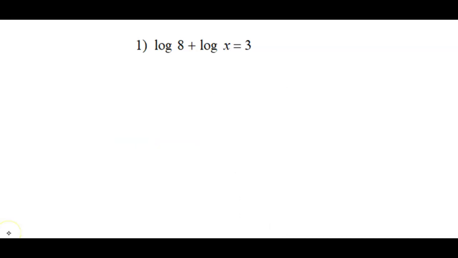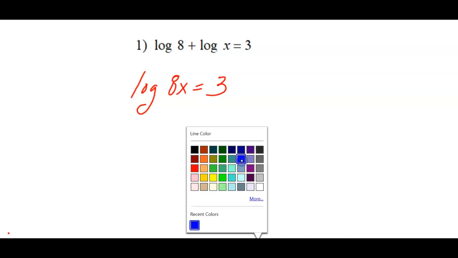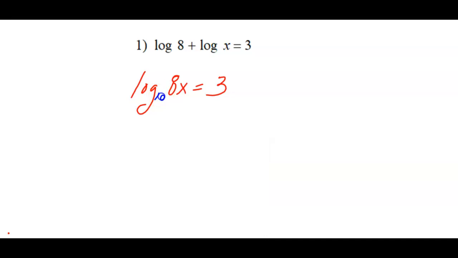So for this first example, you see you have more than one log on this side and you have a number on this side. So this side needs to be condensed. So using our properties of logs, since these logs are being added, I'm going to multiply the things that I'm taking the log of. So this is going to turn into log of 8x equals 3. Okay, and then remember, if you don't see the base on your log, it's a base 10. It's understood to be a 10.